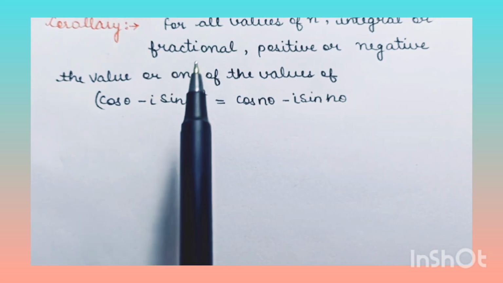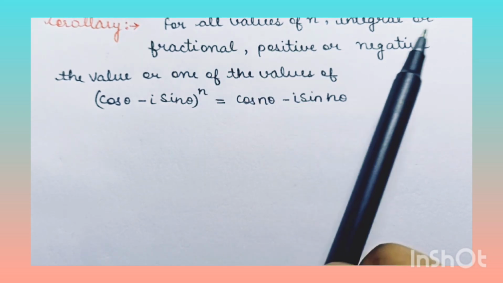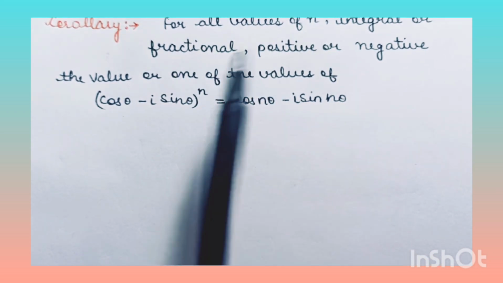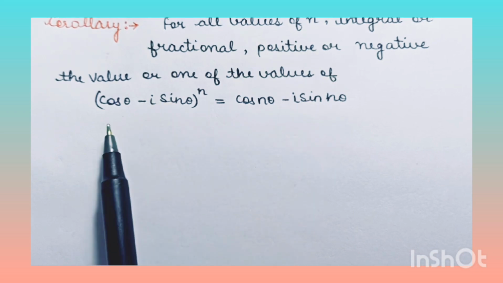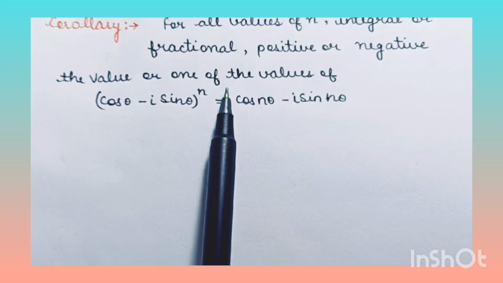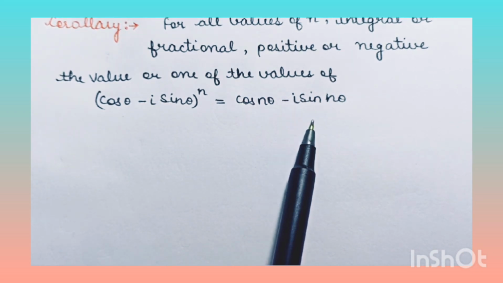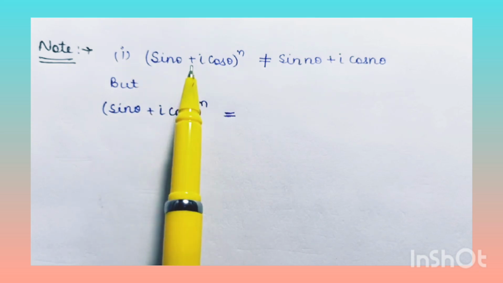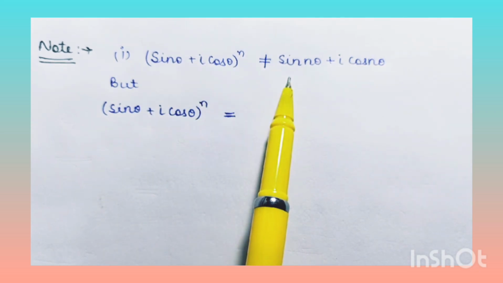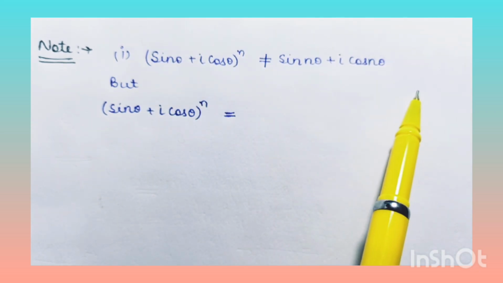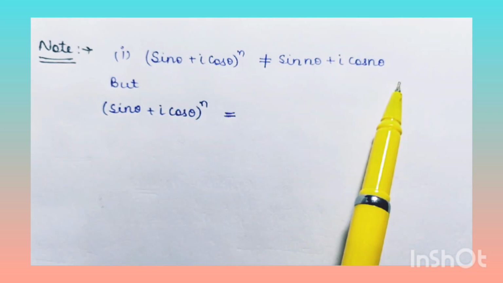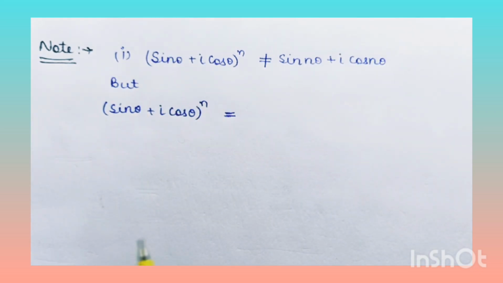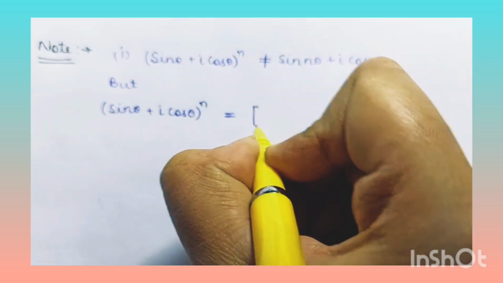Now we have a corollary that for all values of n, integral or fractional, positive or negative, the value or one of the values of (cos θ + i sin θ)^n is cos nθ + i sin nθ. Some points to remember: (sin θ + i cos θ)^n does not equal sin nθ + i cos nθ. We cannot write it like this, so we will find its value.